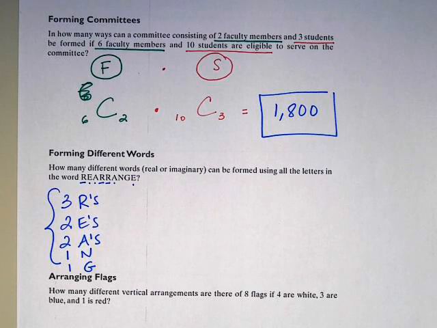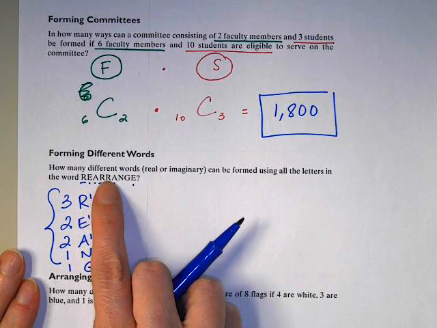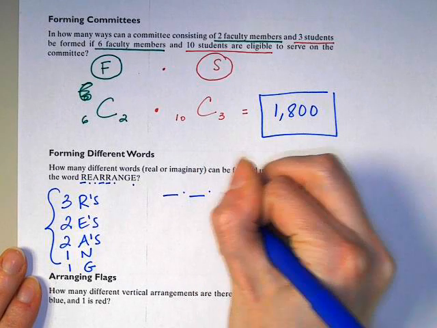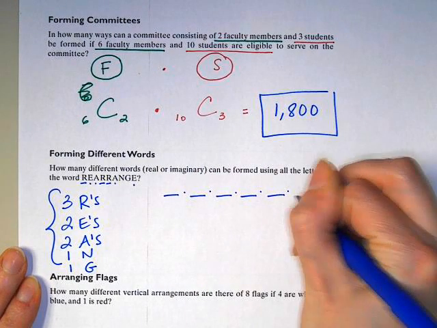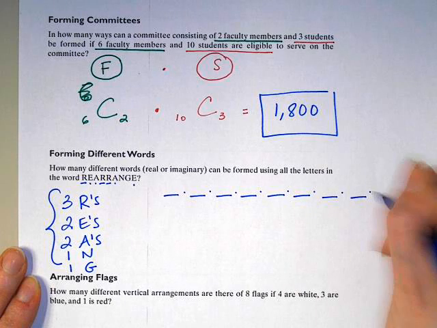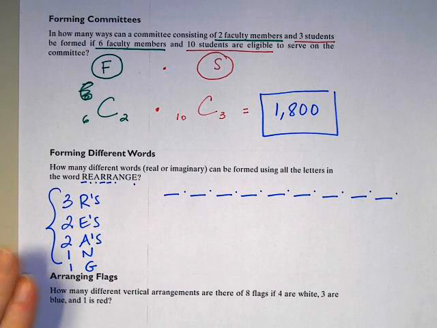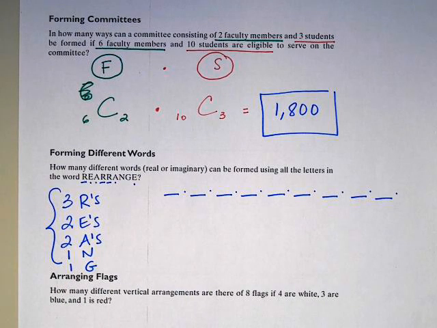All right, so this will be a combination, right? How many different words can be formed using these letters? All right, so 1, 2, 3, 4, 5, 6, 7. Okay, so there's 9 letters total. 1, 2, 3, 4, 5, 6, 7, 8, 9. All right, so let's say we want to start with R.